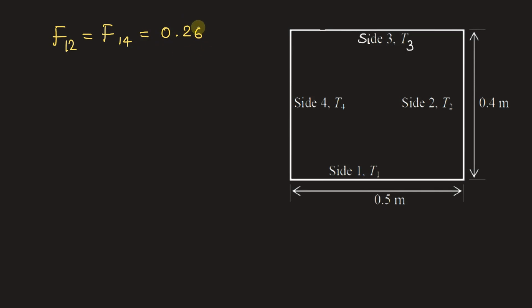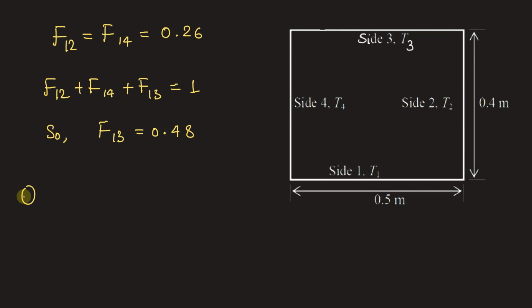0.26. Also, from the summation law of view factors, we know that the sum of all the view factors for an enclosure is 1. So that means the sum of this, this and this will be 1. F12 plus F14 plus F13 will be equal to 1. So from here we can calculate F13 is equal to 0.48.